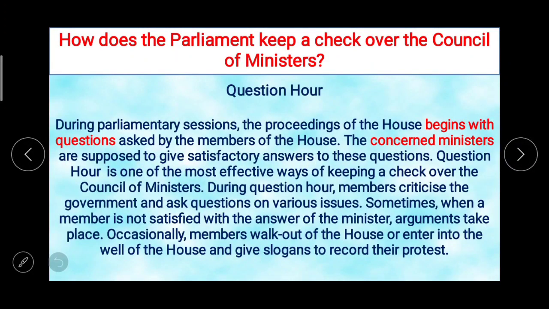Next one, question hour. During parliamentary sessions, the proceedings of the House begin with the questions asked by the members of the House, and the concerned ministers are supposed to give satisfactory answers to these questions. If any member in the opposition raises questions about the education policy or anything related with education, then the answer is to be given by the education minister. Question hour is one of the most effective ways of keeping a check over the Council of Ministers.